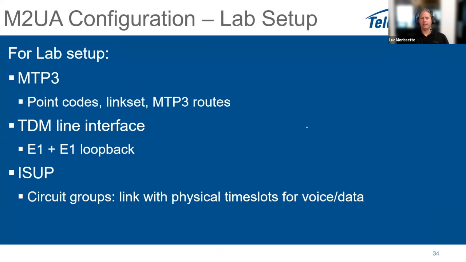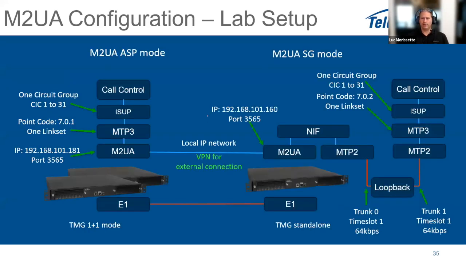Okay. Now, for my lab setup, which I will show you now, I needed to configure upper layers, right? So MTP3, because I want to terminate traffic so you can see it flowing through the signaling gateway and the ASP. I need to configure point codes, link set, routes, and then we have E1s and an E1 loopback. And at the ISUP level, I have circuit groups, which link the physical time slots for transferring voice and data. So let me show you the lab setup that I have here.